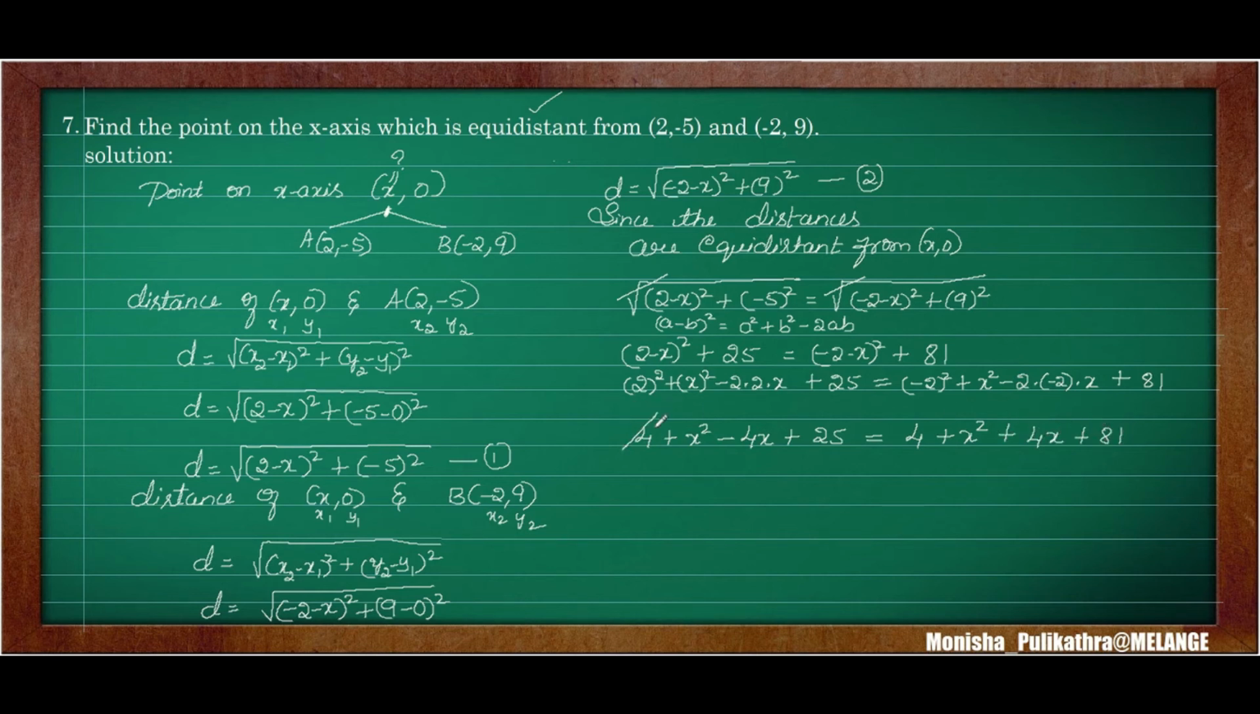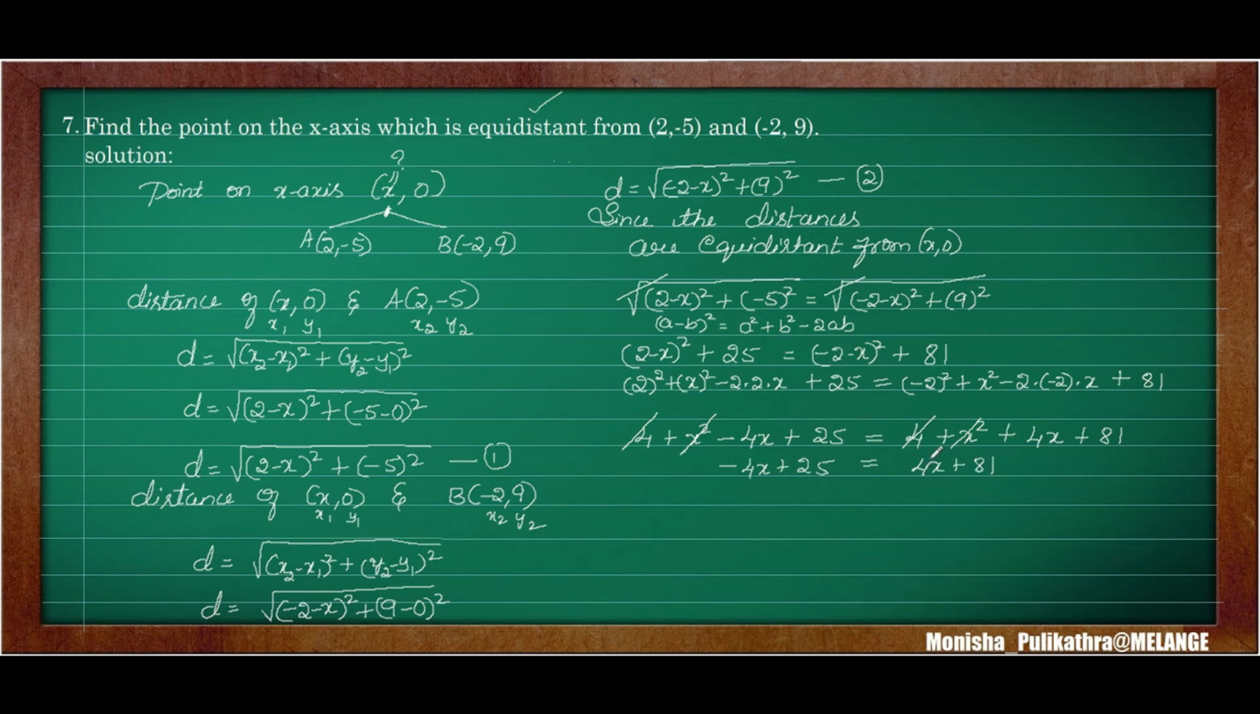Here plus 4 plus x square and plus 4 plus x square cancel each other, because if it shifts this side it will become minus 4. Plus 4 minus 4 cancel each other, and if we shift this plus x square this side it will become minus x square. So plus x square and minus x square cancel each other. Instead of doing that we will directly cancel it here itself. In the next step the remaining is minus 4x plus 25 is equal to 4x plus 81.